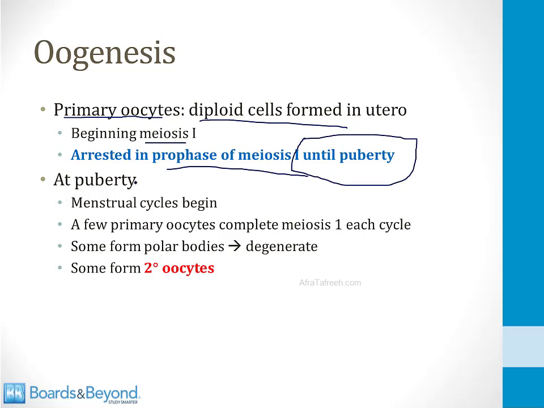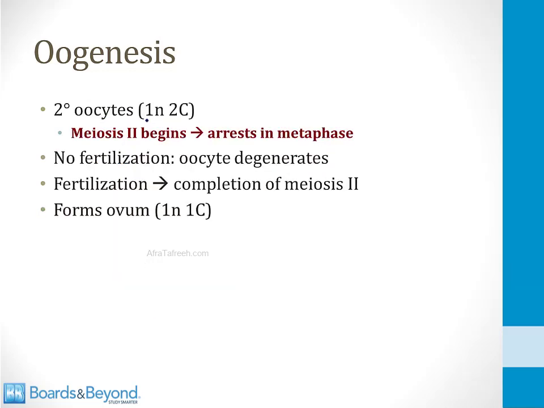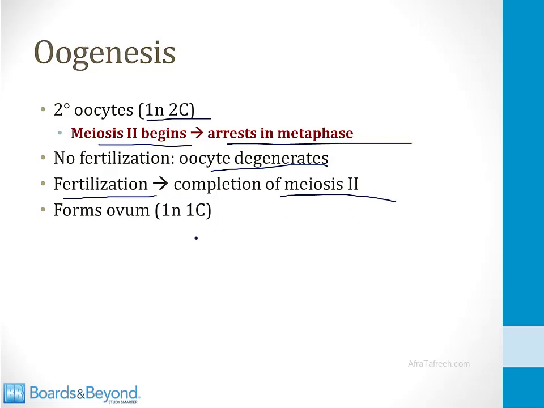At puberty, when the female begins the menstrual cycle, a few primary oocytes will complete meiosis I each cycle. Some will form what are known as polar bodies and they will degenerate, but some will form secondary oocytes. So secondary oocytes are 1N2C, just like in the male where the secondary spermatocytes were 1N2C. These cells will now begin meiosis II, but they will arrest in metaphase. If no fertilization occurs, the secondary oocyte will degenerate. If fertilization does occur, however, the oocyte will then complete meiosis II, and the egg will become 1N1C, which has now been fertilized by a 1N1C spermatozoa.